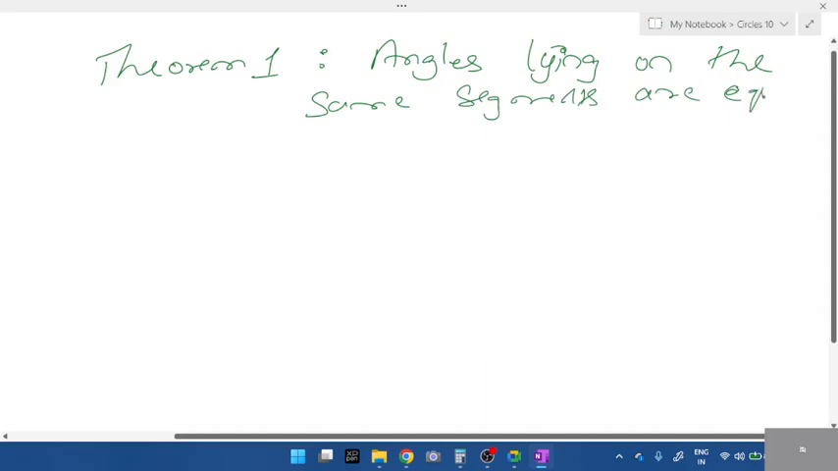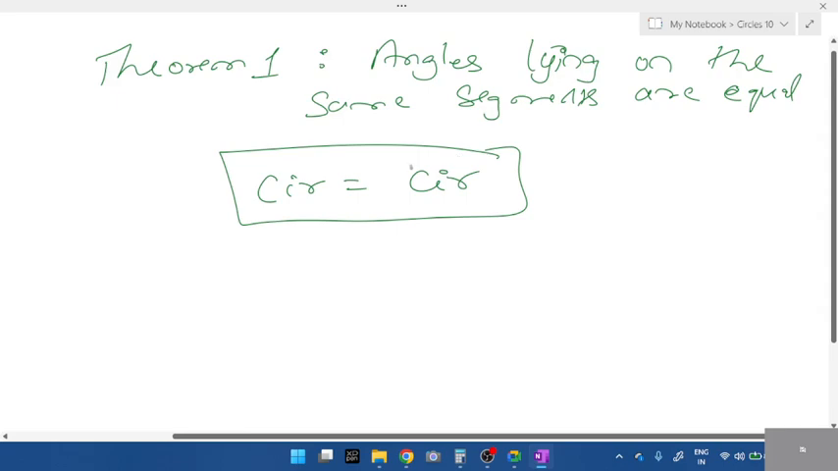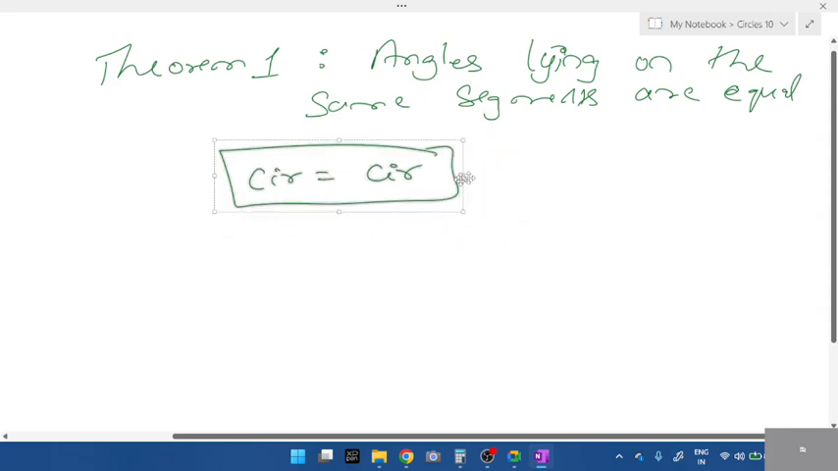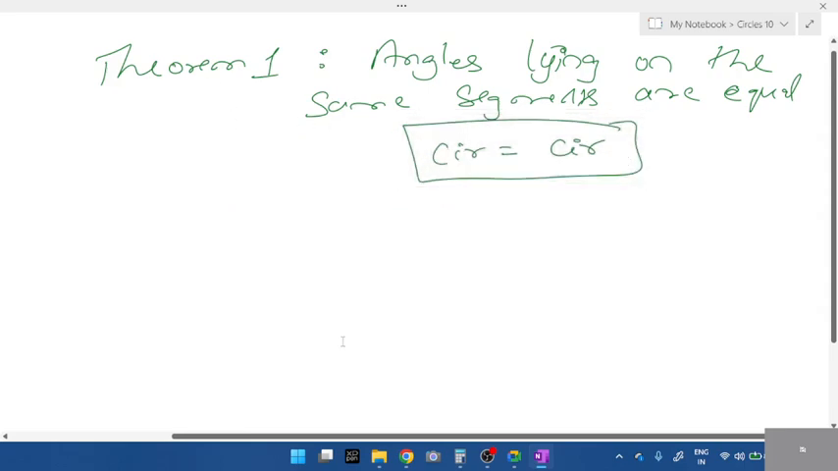So which one is this according to what I taught? Is this the first or second? Same segment. What do you mean by same segment? Circumference angle is equal to circumference angle. Is this clear? Did you understand? So according to your textbook, this is theorem 1. You can do it in any order, students. Circumference is equal to circumference concept. Tell me theorem 2. Angles of the same. Read out theorem 2.